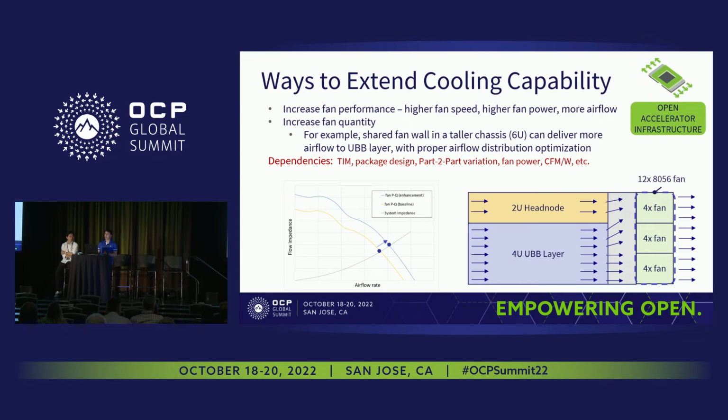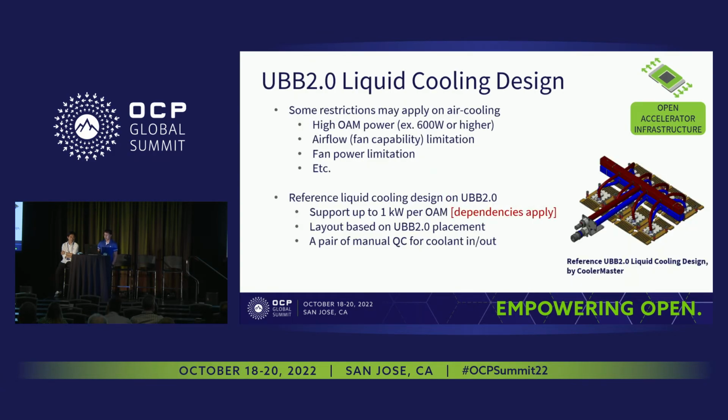But all of the analysis has some dependency, like the thermal interface material and the OAM package design and some variations. So we should take them into account. If users still have a restriction on using air cooling solutions and need to upgrade to liquid cooling solutions, here is a liquid cooling solution based on the UBB 2.0 layout and the 1 kilowatt cold plate design. Users could reference it and make modifications based on their requirements, like the thermal performance or the serviceability or anything else.